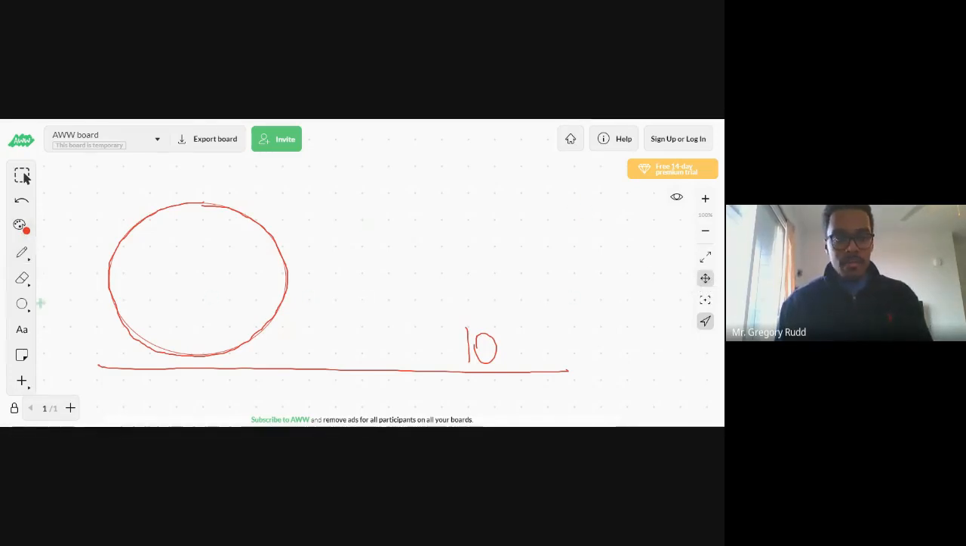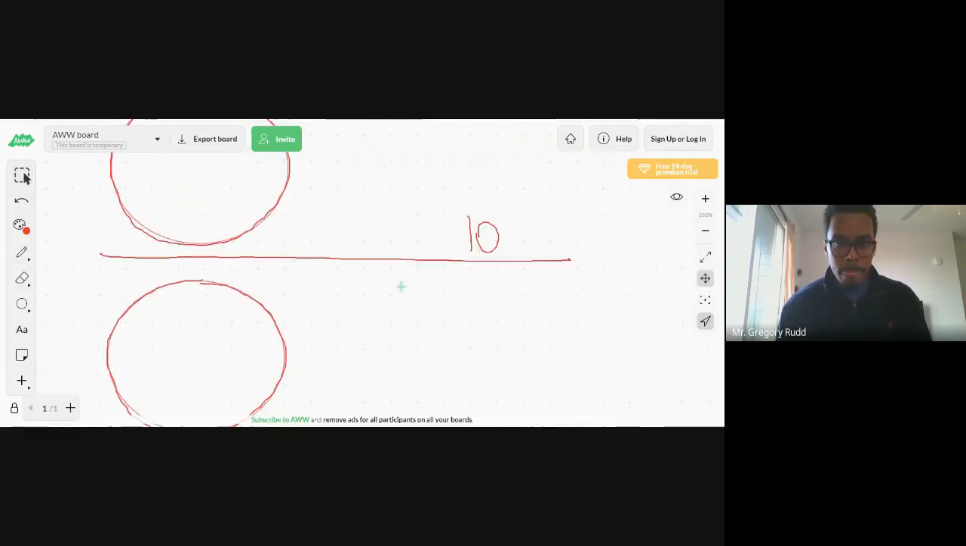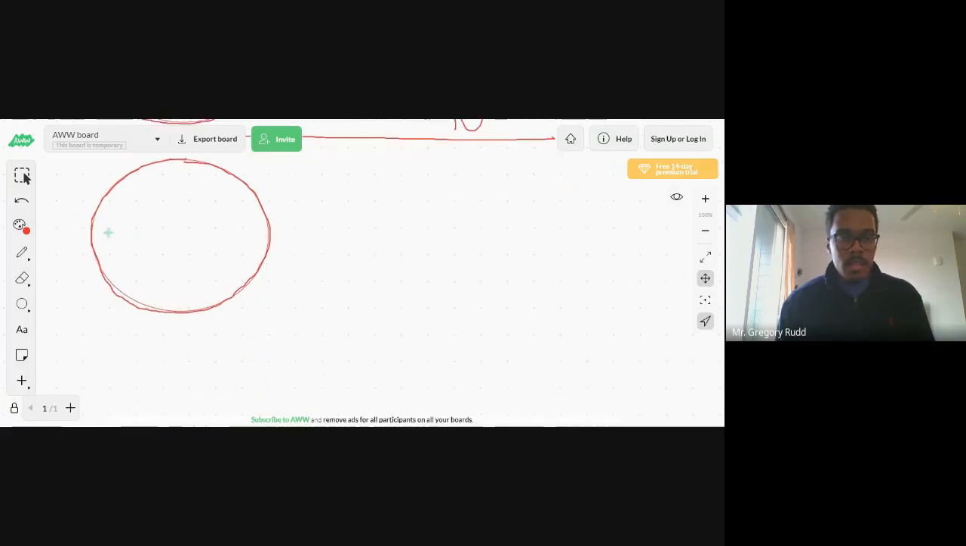But if I have, how do I do this again? It's been a while since I used the app. If I make a copy of this and I move it down, now I've got another mitochondria that has the exact same size, but this time we're going to incorporate some folds into it.